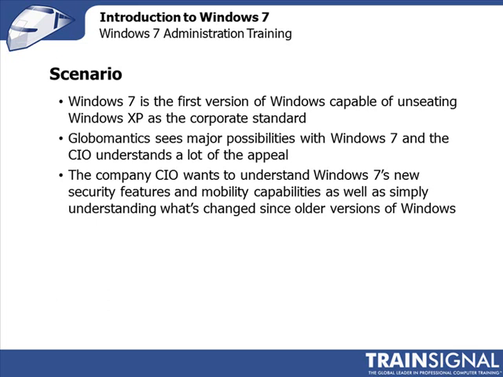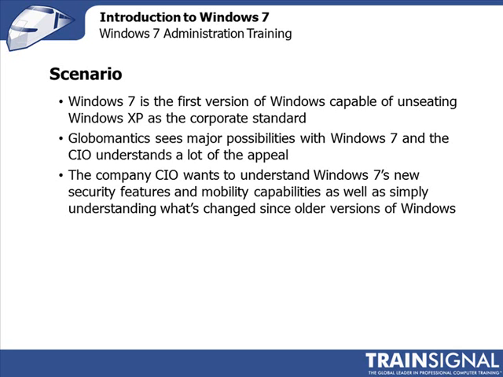GlobalMantic is very interested in understanding what Windows 7 can bring to the table. Remember, Windows 7 is really the first version of Windows in a very long time that's capable of unseating Windows XP as the default corporate standard in many organizations, including GlobalMantic. Windows Vista was widely seen as a business failure in most organizations, so Windows 7 has been greeted with a lot of anticipation and excitement because it really can displace Windows XP and brings a lot to the table.